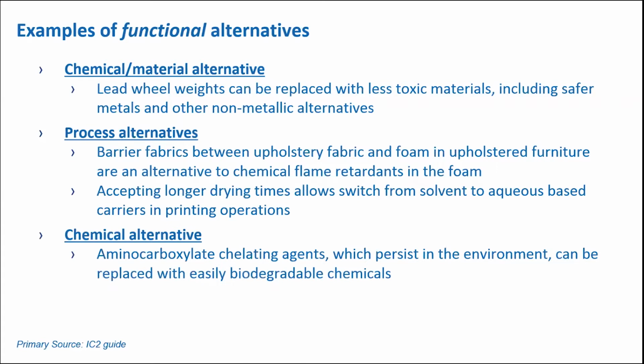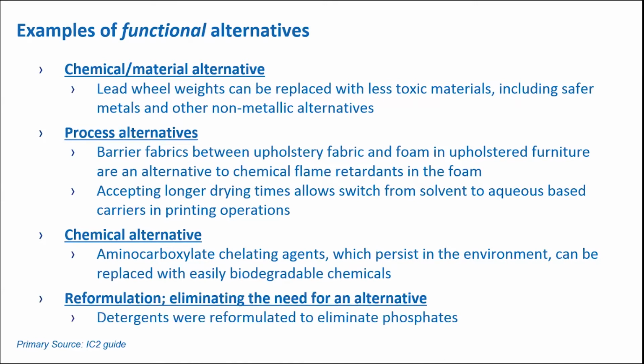Another chemical substitution example would be replacing amino carboxylate chelating agents with readily biodegradable chemicals. And finally, reformulating your product can allow you to eliminate the use of toxics, as with the elimination of phosphates in detergents.